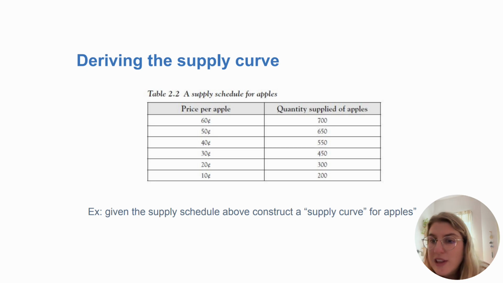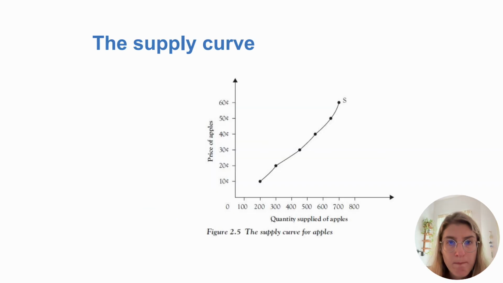So then they're less willing to supply that original amount. So we go all the way down to 10 cents per apple, and we see that suppliers are only willing to supply 200 apples at this price. So this is like an inversion. This supply schedule is an inversion of the demand schedule.